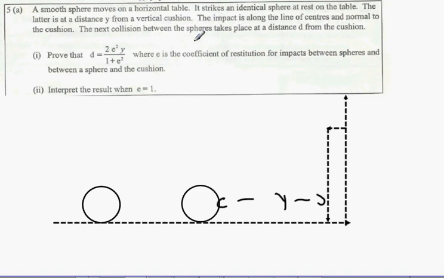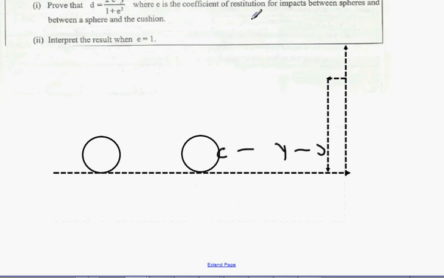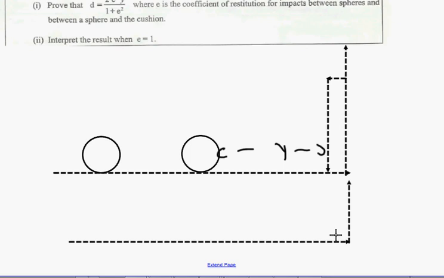The next collision between the spheres takes place at distance d from the cushion. So there'll be a secondary collision, which will be down here. You're imagining that they're both closing in on the cushion. Like, the first one hits it, rebounds back, and then they both have another collision somewhere around here, closer to the cushion. Has to be closer to the cushion by pure logic. And that's the distance d.